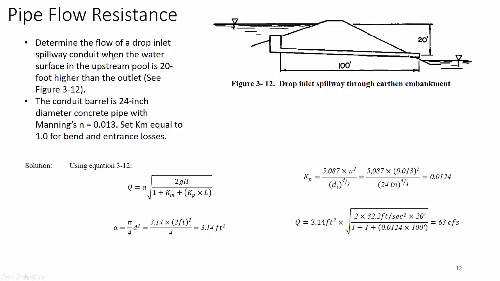So determine the flow of a drop inlet spillway when the water surface in the upstream pool is 20 foot higher than the outlet. The conduit barrel, that's this, is 24 inches diameter concrete pipe with a Manning's n of 0.013. So Km is equal to 1 for the bend in the entrance. That's the minor losses, because you have this entrance loss. So the minor loss is equal to 1.